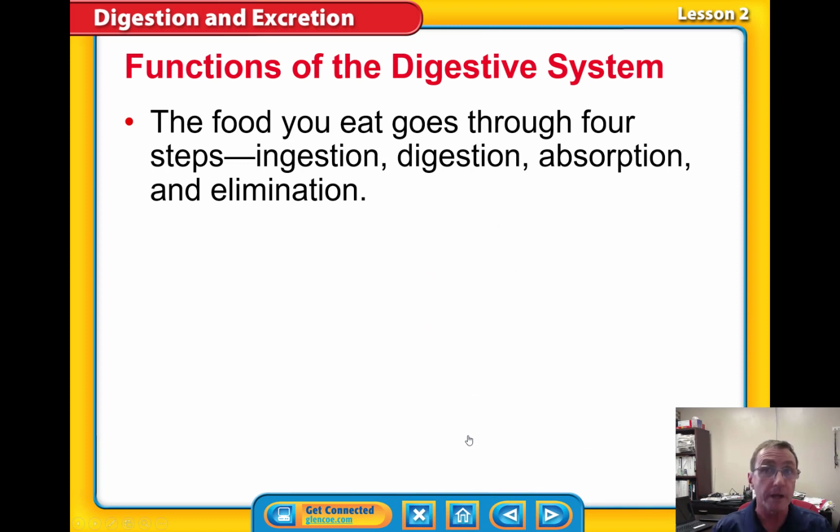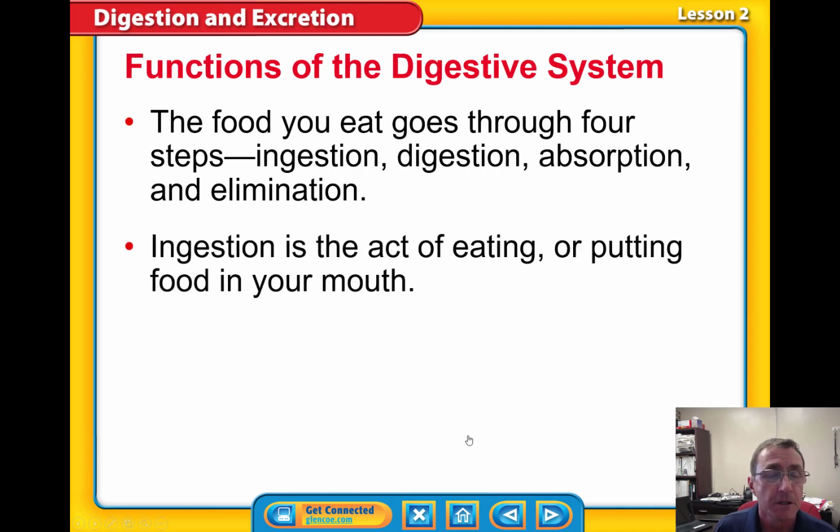What are the functions? So what does the digestive system do? When we eat food, which all of you do, it goes through 4 steps. You obviously need to know these 4 steps, and you want to know them in order: ingestion, digestion, absorption, and elimination. So we'll talk about each stage.